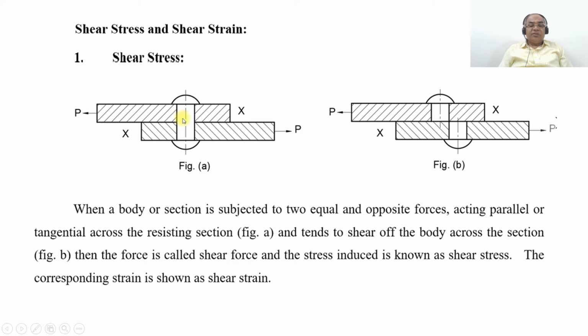So across the cross section, it is shearing off. That means the top portion of this pin will be separated from the bottom portion, as shown in figure B. Then the force is called the shear force and the stress induced is called shear stress. The corresponding strain is known as the shear strain.